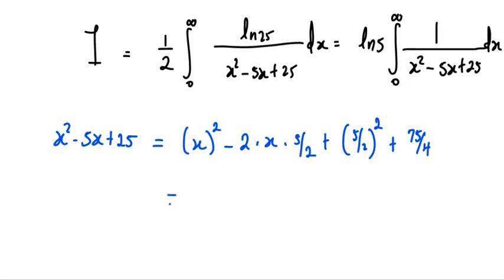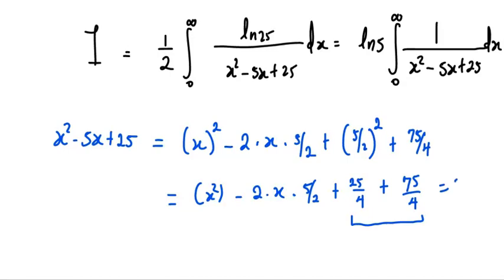Now let's see. So this is equal to x squared minus 2 multiplied by x multiplied by 5 over 2, then plus 25 over 4, and then plus 75 over 4. So you can see, if you add this up, it is equal to 25, because it will give you 100 over 4, which is this 25 right over here. And if you multiply through, you have negative 5x. So you can see that nothing absolutely changed.